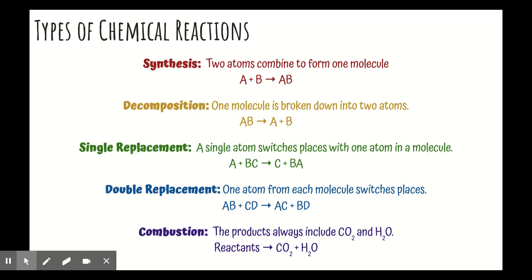Single replacement reactions are when a single atom switches places with 1 atom in a molecule. So here in this example, we're looking at the green one here. So you have a singular A plus a BC molecule yields a singular C plus a BA molecule. So if you look closely there, the A replaced the C.